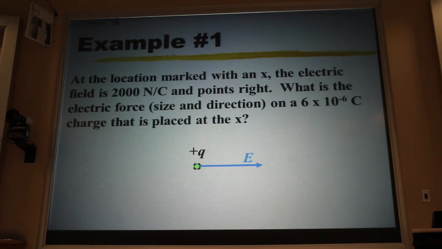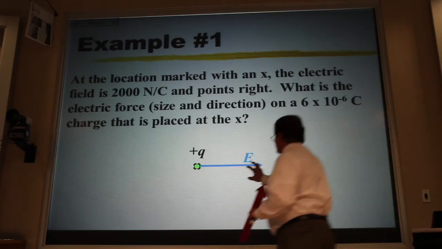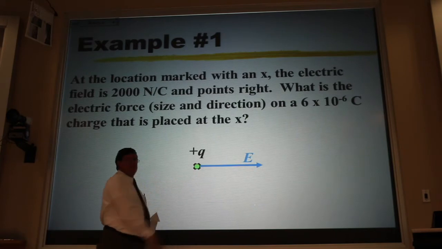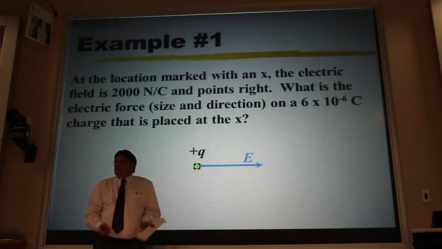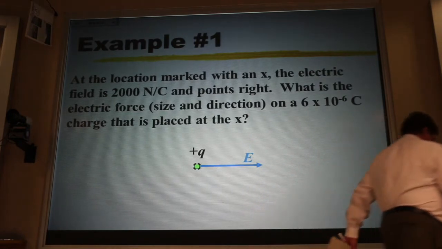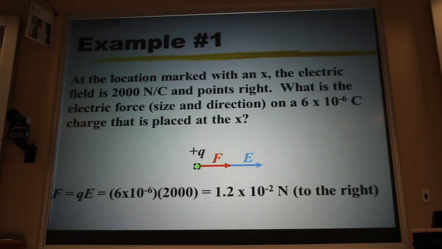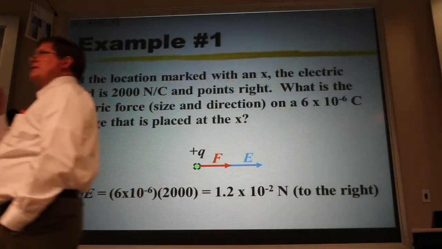It's positive 6 microcoulombs. What direction is the force going to act? What direction will the red vector point? In the same direction or the opposite direction? Same. If a plus 1 coulomb is going to be pushed that way, a plus 6 microcoulombs is just going to be pushed to the right. Now, if I plug in those numbers, I get a value of 1.2 times 10 to the minus 2 newtons to the right.